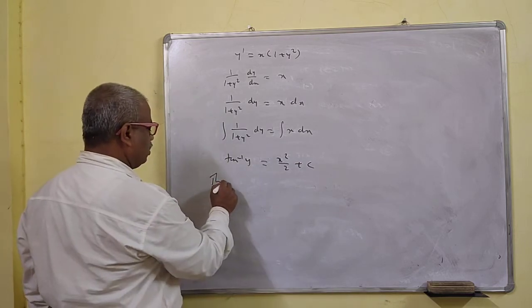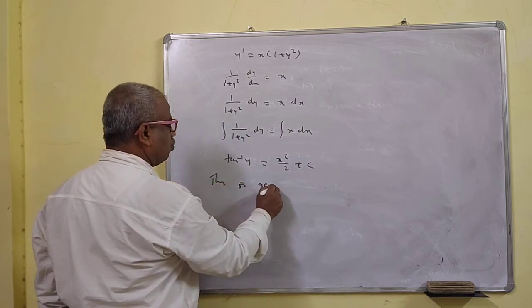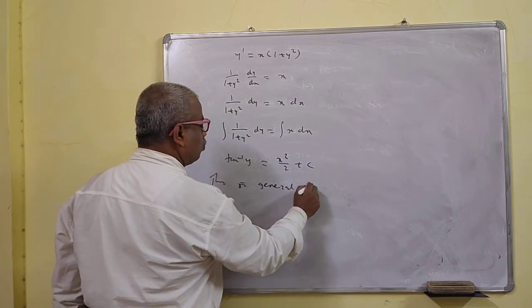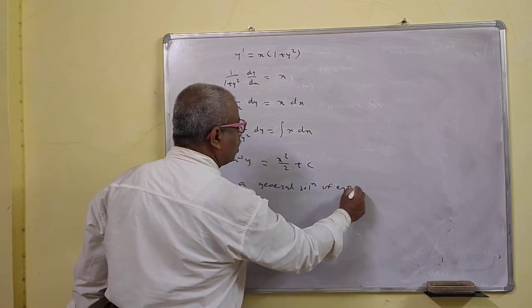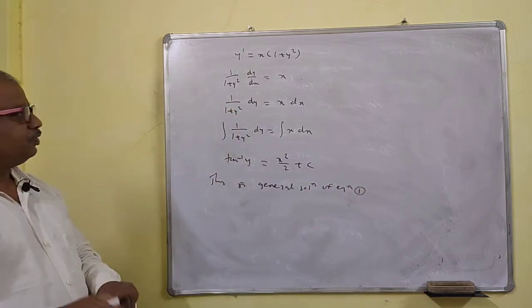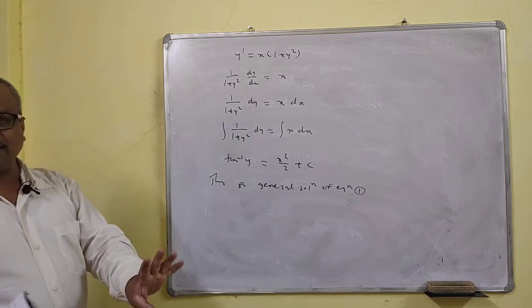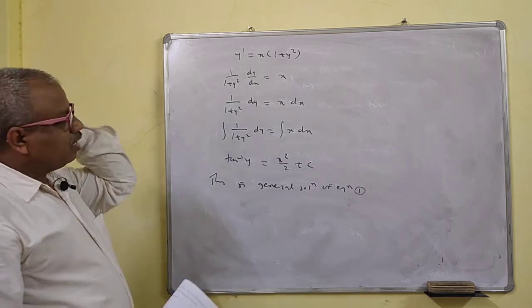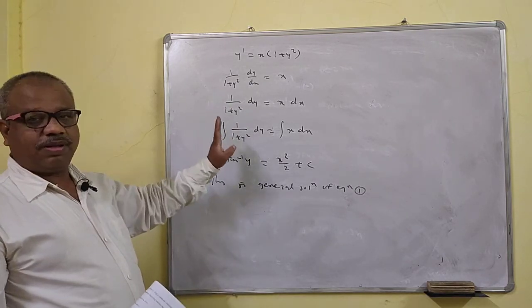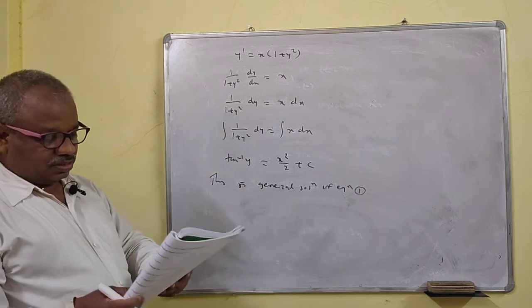Okay, so this is the general solution of equation 1. Now it is over. Only what? To identify whether it is a variable separable form, right? And just we have to make a separable form and just integrate this. This is the crucial part.